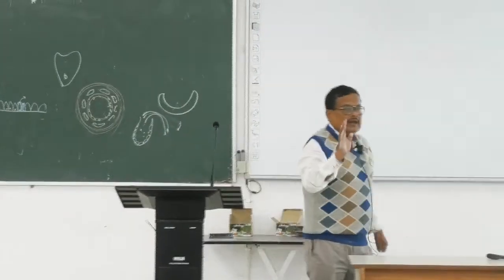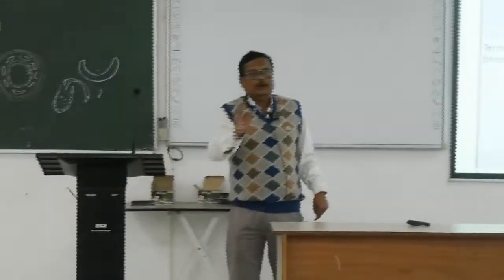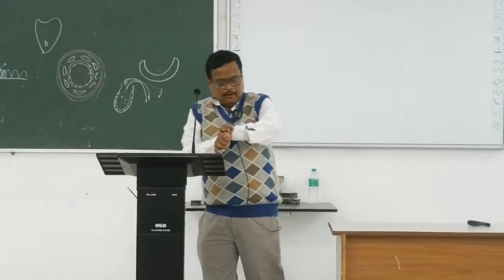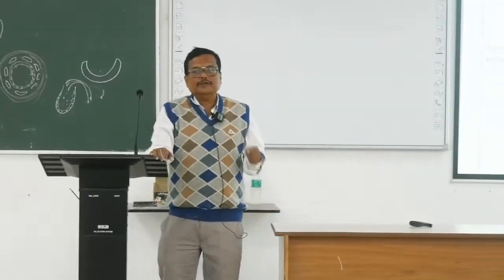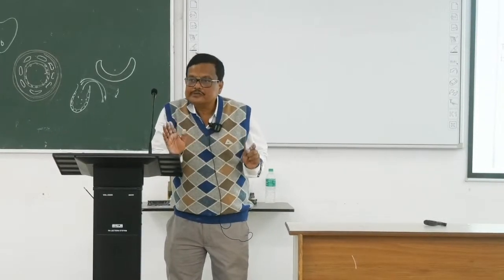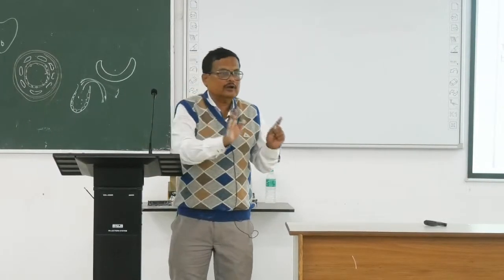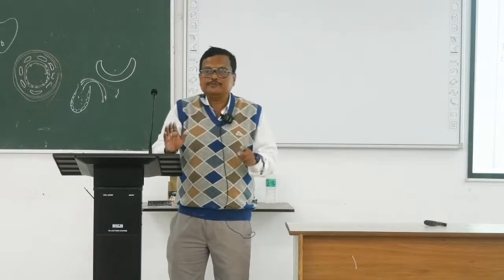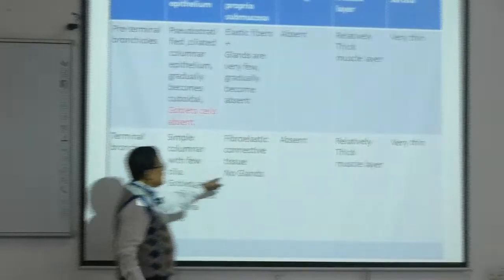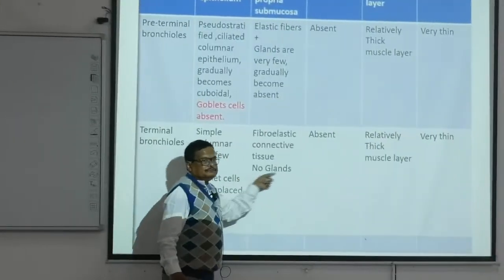But Clara cell টা ভুলে যাও, শুধু মনে রাখবে, whenever there is a bronchiole, goblet cells absent. And in lamina propria, seromucous gland chilo, no glands.